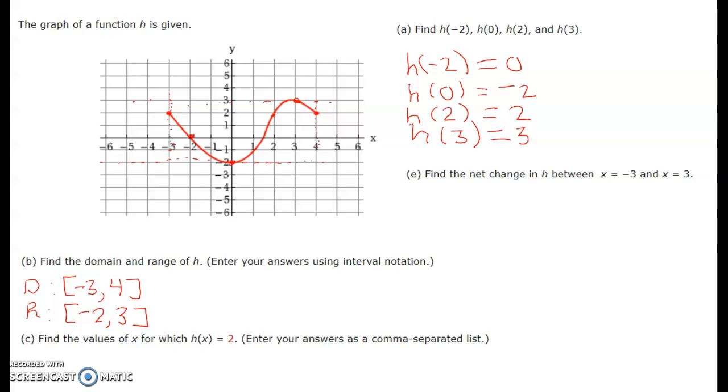Find the values of x such that h of x is equal to 2. Now we know that h of x is the y-coordinate. So where is the y-coordinate 2? I see this point has a y-coordinate of 2, and I also see that this point has a y-coordinate of 2. So when it asks us to enter our answers as a comma-separated list, we would just say that our x values, where h of x is 2, are -3 and +2.